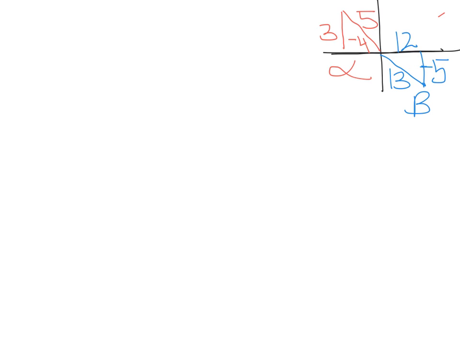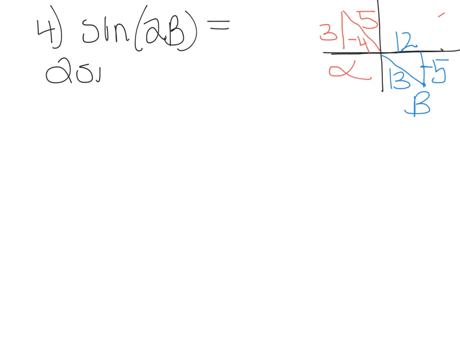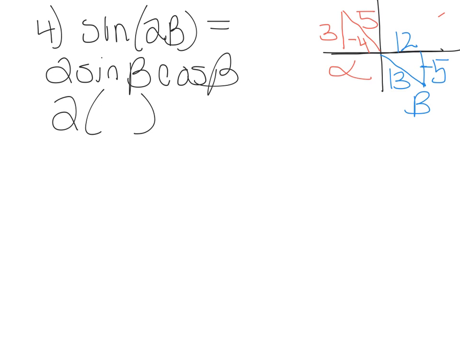So, number 4 says that I have sine of 2 beta, and using the double angle formula, that means that I have 2 sine beta cosine beta. So I'm going to do 2 sine of my beta triangle, which is -5/13, and cosine of my beta triangle, which is 12/13.